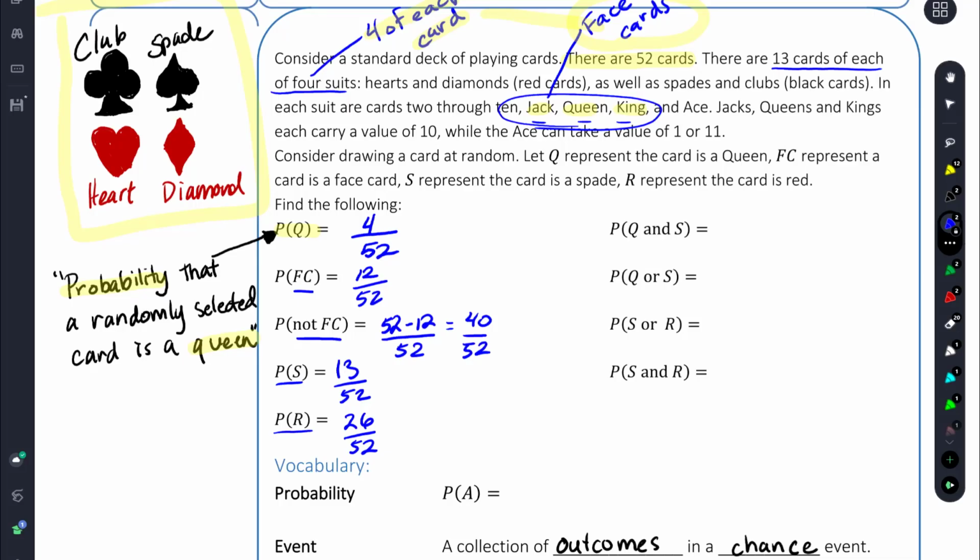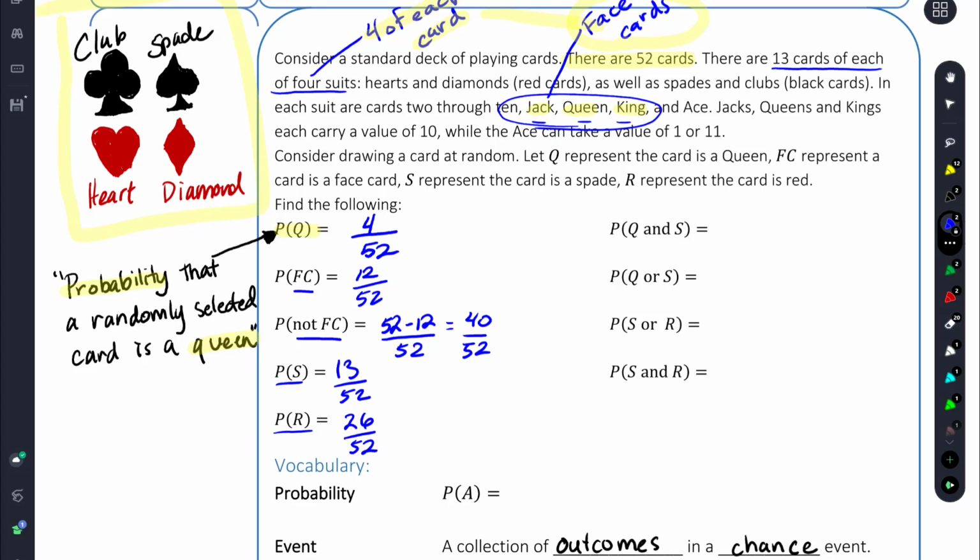All right, so P of S, the probability that we had a spade, that's just one of the suits. We know there are 13 in each suit, so that means there's 13 out of 52. And then for the probability of a red card, well, half of our cards are red because we had 2 suits that are red, and each of those with 13 cards in them, giving us the 26 out of 52.